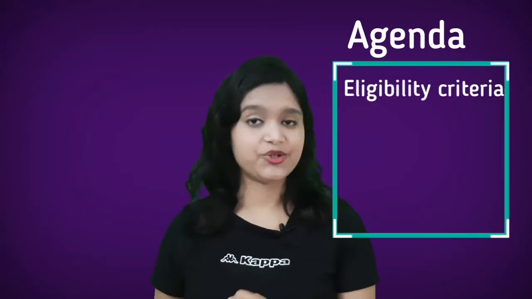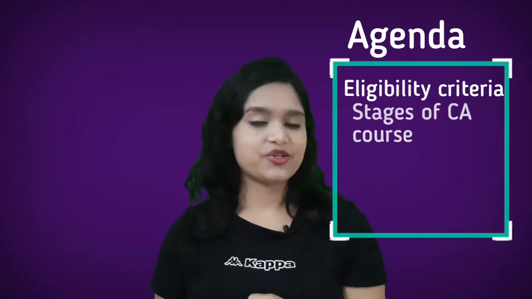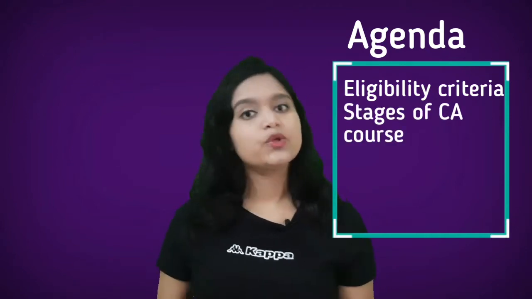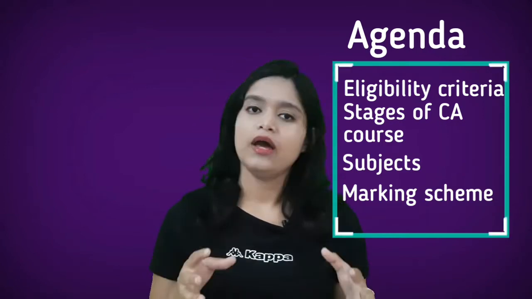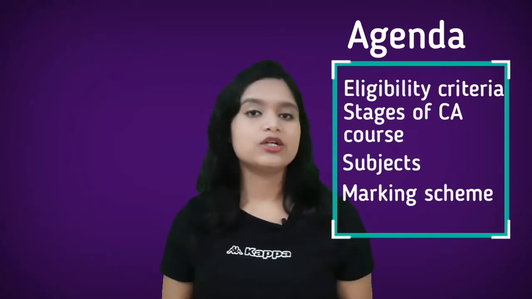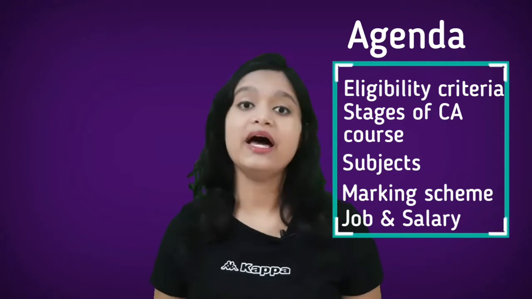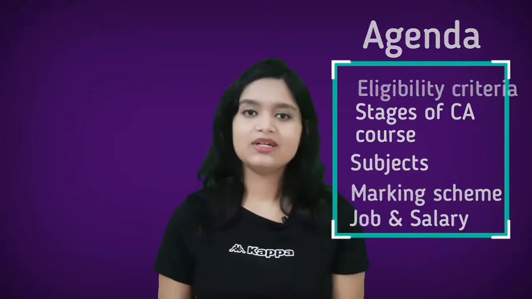In today's video, we will discuss the Chartered Accountancy course, commonly known as the CA. The agenda of today's video will be something like this. We will first discuss the eligibility criteria, then the stages of a CA course. Next, we will take a deeper view of the subjects and their marking scheme. And finally, we will take a look into the jobs and the salary that are offered to a CA. So without further ado, let's get started.